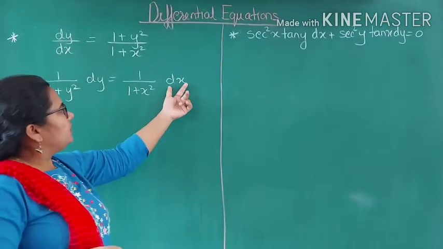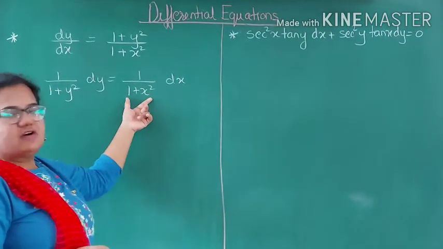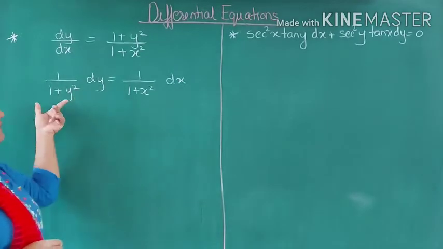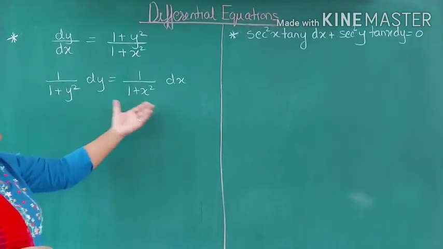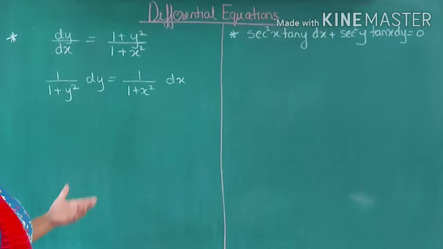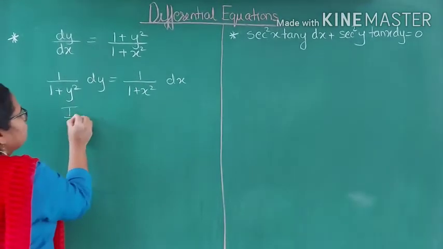Because here the differential dx is there, function of x. Differential dy, function of y. So we have separated the variables. Now what is the next step? Next step is to integrate.